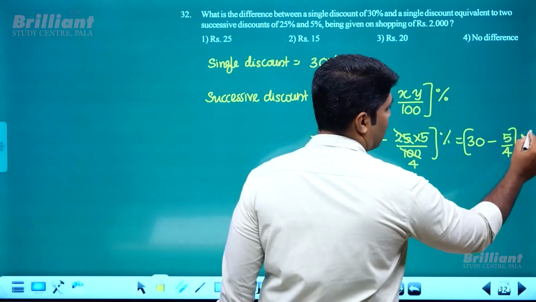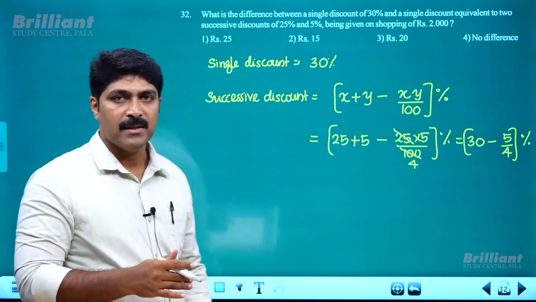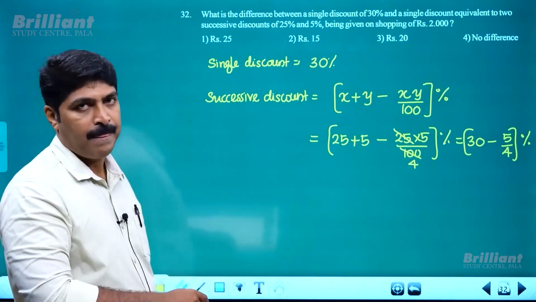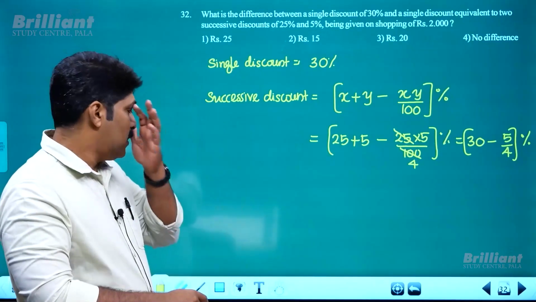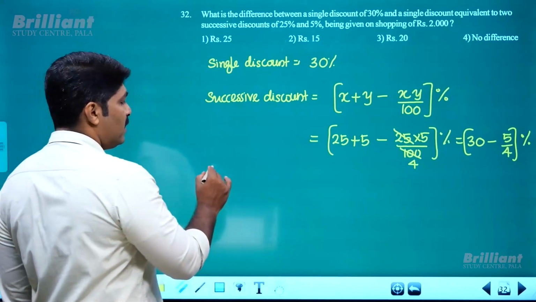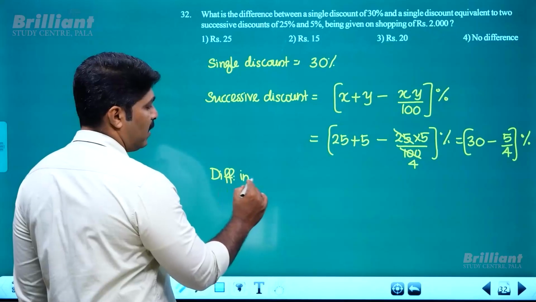5/4%. Got it? So keep the values like this. You don't want to make it a complicated set of operations. What do we actually need to find out? We are connecting the concepts with the difference between the discounts. So, difference in discounts.